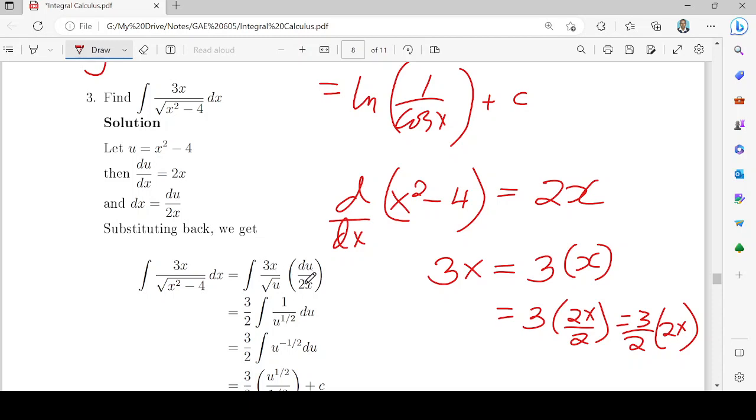X cancels out here. So we are left with 3 over 2. Then the square root of u. When we write the square root of u, this is the same as u raised to power a half by applying the rules of indices.